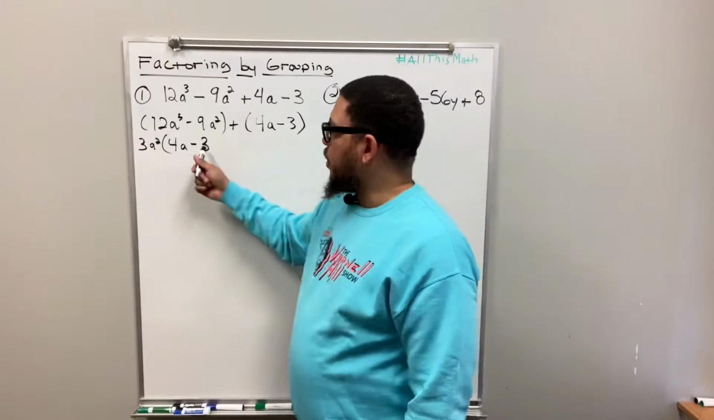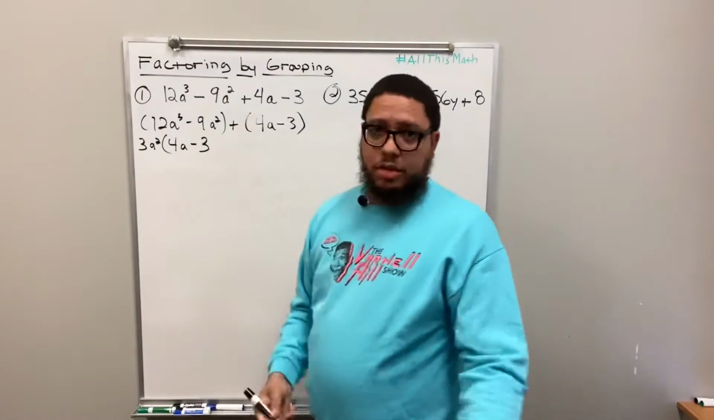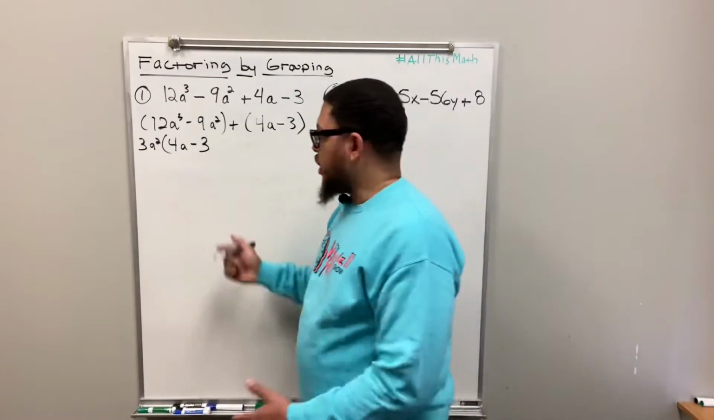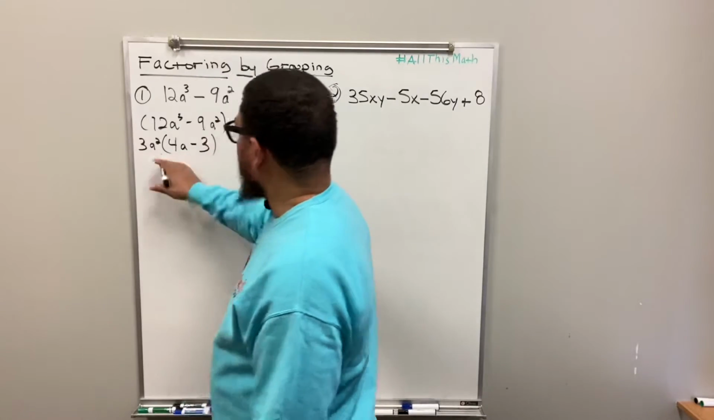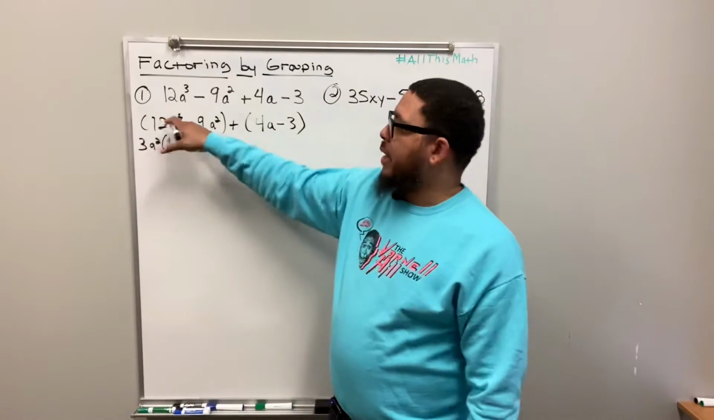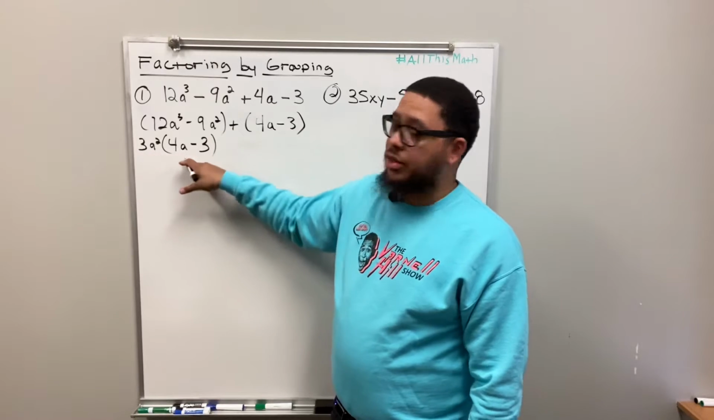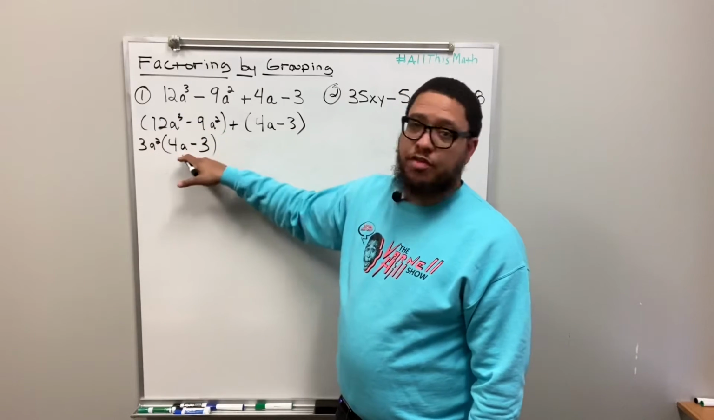So that means that will leave me with 3 times 1. 3 times 1 is 3, right? So that's all I got. So in here, that's what goes in the parentheses. So this binomial, this group, is factored. This group has been factored.